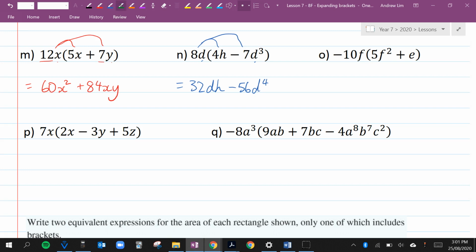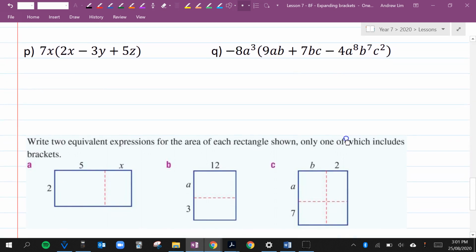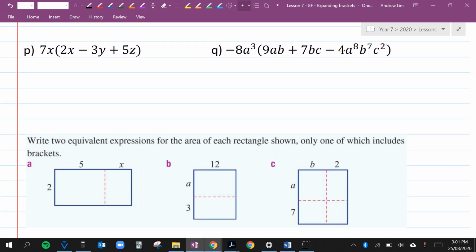Question O. Negative 10 times 5 is negative 50. F times f squared is f cubed, because there are 3 of them. And now we need to multiply negative 10f by e. Imagine there's a 1 at the front of that e. Negative 10 times 1 is negative 10. And we've got e and f. Question P and Q. Pause the video, have a go with these.